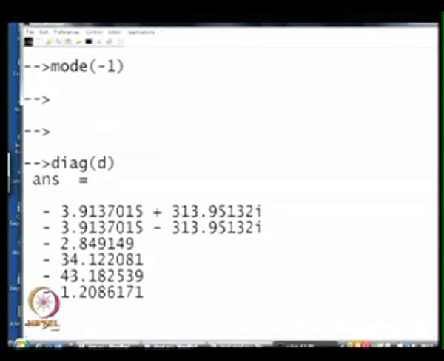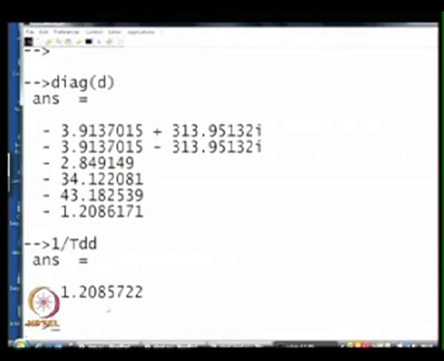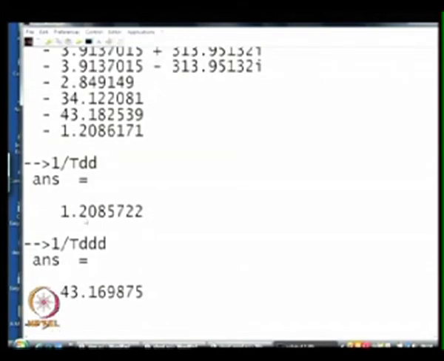The other eigenvalues are -2, -34.1, -43.1 and -1.2. In fact, if you look at the time constants, 1 by Td dash is 1.2085, the reciprocal of Td dash is one of the eigenvalues of this system. Okay, 1 by Td double dash is also an eigenvalue. So the last four eigenvalues are the reciprocals of the time constants Td dash, Td double dash, Tq dash and Tq double dash.